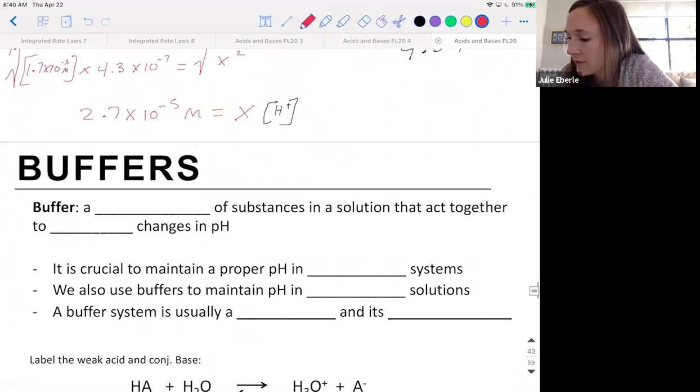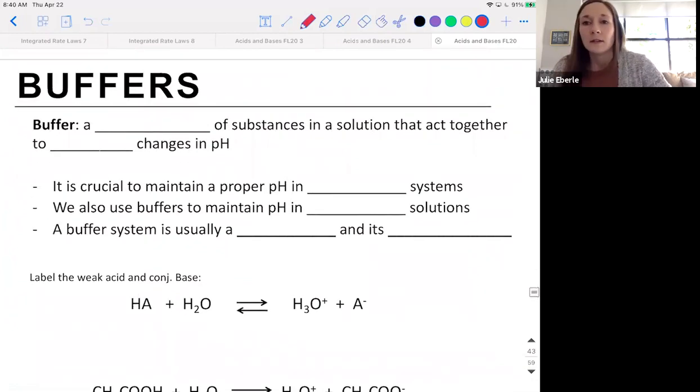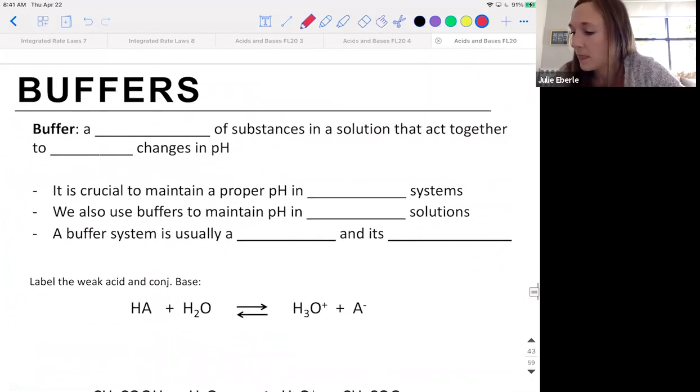All right, we're on to buffers. That's pH. So what is a buffer? A buffer is a combination of substances in a solution that act together to resist changes in pH.